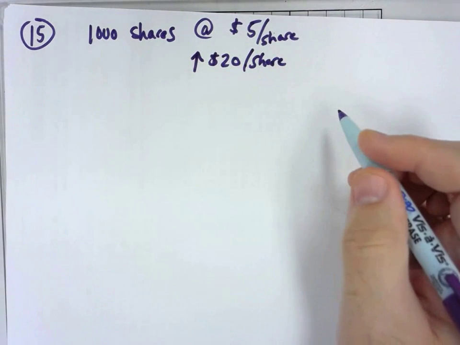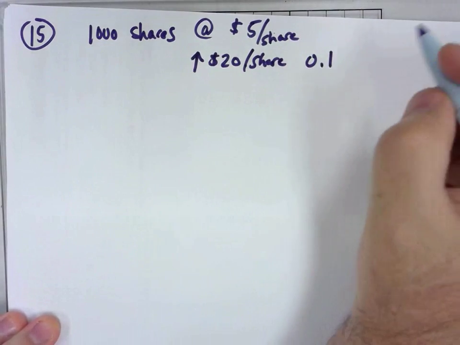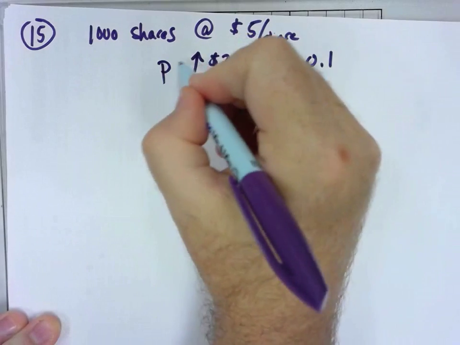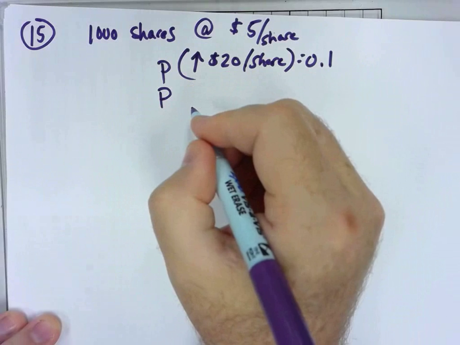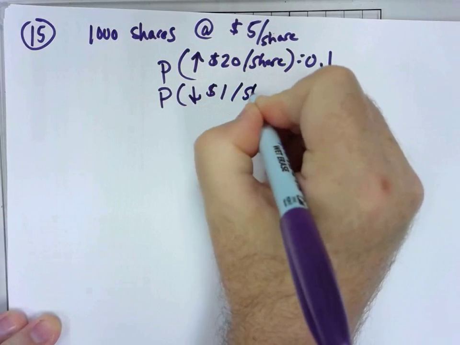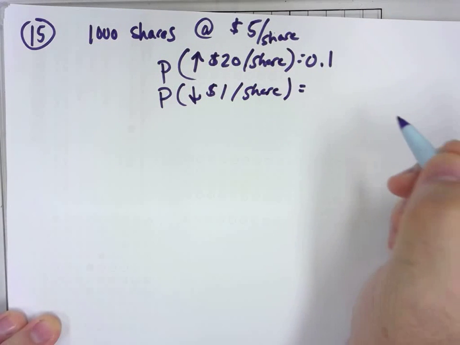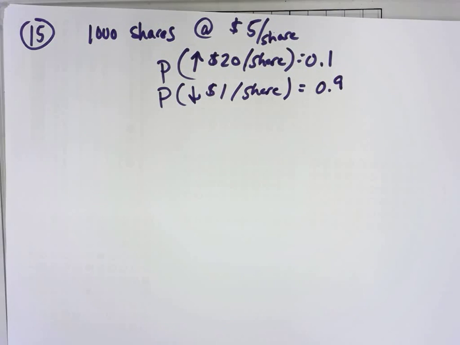Is 0.1. And so that's the probability of that happening. And then the probability that it will fall to $1 is equal to 0.9. And they're saying if the only criterion for her decision to buy this stock was the expected value of her profit, did she make a wise investment? Okay.